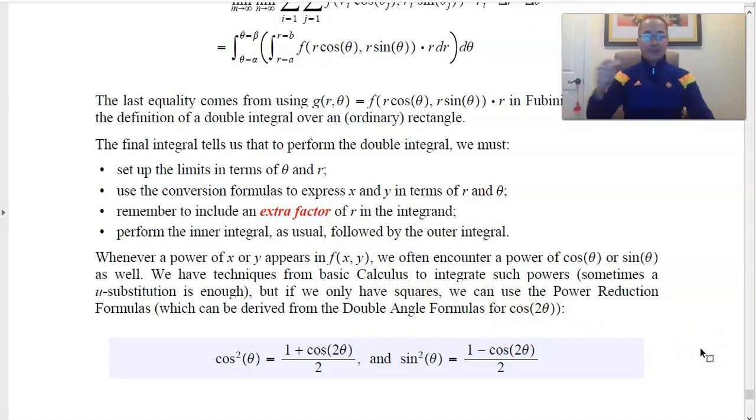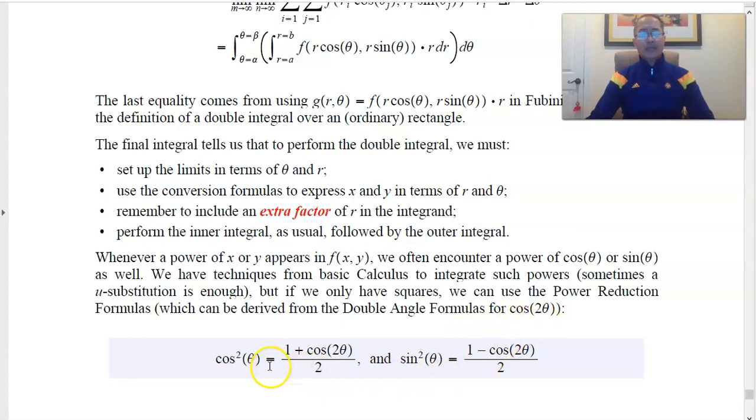So if that happens, quick review of basic calculus, you can use the power reduction formulas, okay? Change cosine squared into 1 plus cosine 2 theta over 2, and similarly for sine squared, except you have a minus over there. And if you've forgotten where they come from, the double angle formulas for cosine 2 theta.